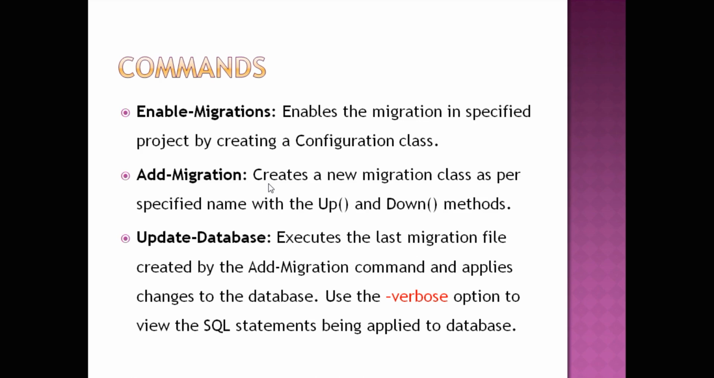Now the next important command is add migration. Here you have to specify one argument, a name, and with that name a new class will be created, and it will have two methods, up method and down method. Whenever you are migrating any changes to the database, the up method will be called, and whenever you are rolling back any changes, the down method will be called.